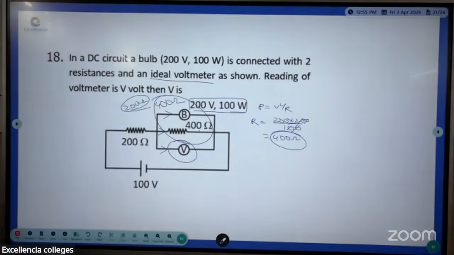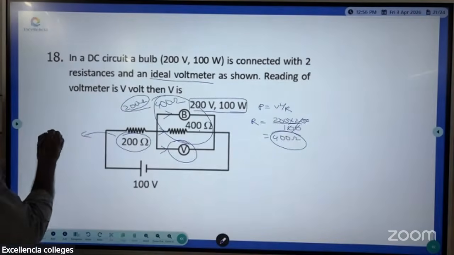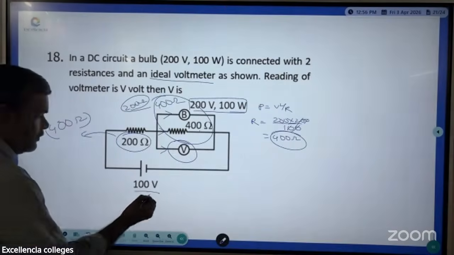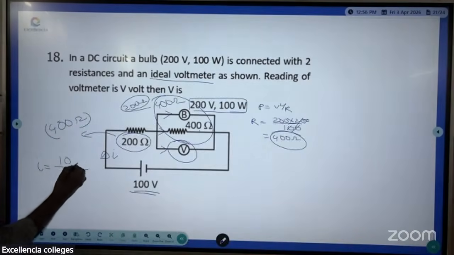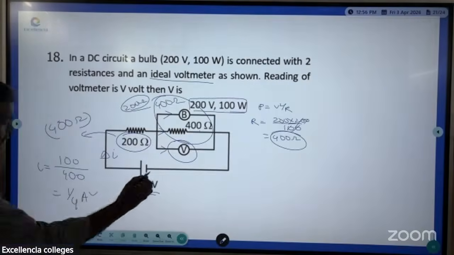And this 200 ohms and this 200 ohms, both of them are in series. So again, the equivalent of the entire circuit will become 400 ohms. This is 100 volt. So the current which will drive through the circuit is going to become 100 volts by 400. And that's going to become 1 by 4 ampere is the current which is going to flow through the circuit.